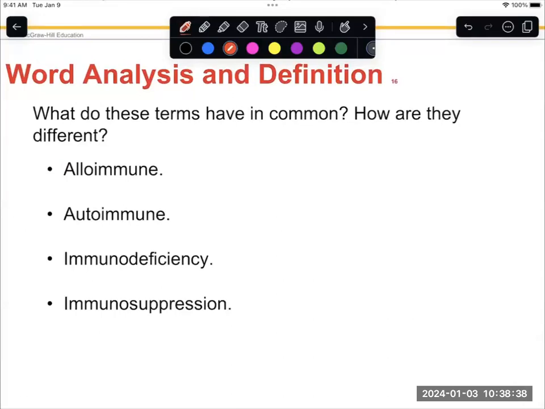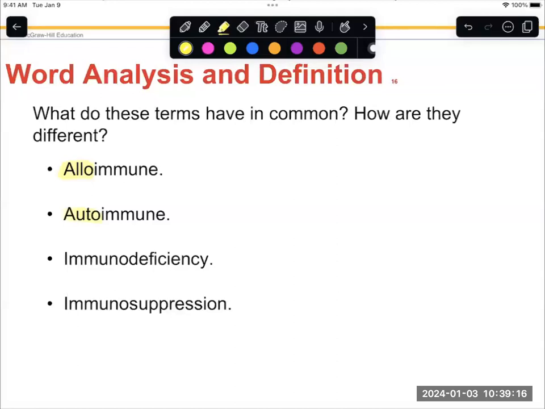Alloimmune. Allo means strange. So it's an immune response that's directed towards a transplant specifically. Autoimmune is an immune response directed at your own body. Auto means self or same. So your own body is attacking itself.